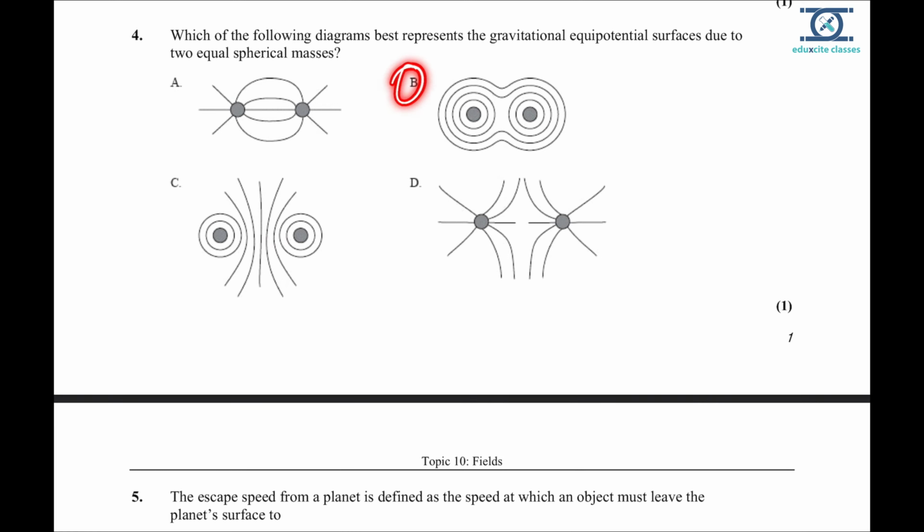Now remaining are B and D. If you see, the equipotential surfaces cannot be like this, because with respect to distance the potential decreases, and equipotential means the potential has to be the same at all points. So this is incorrect, this is incorrect. So the only option is B. You can see here that concentric circles are forming. It means that at all these positions the potential due to these two masses is the same.